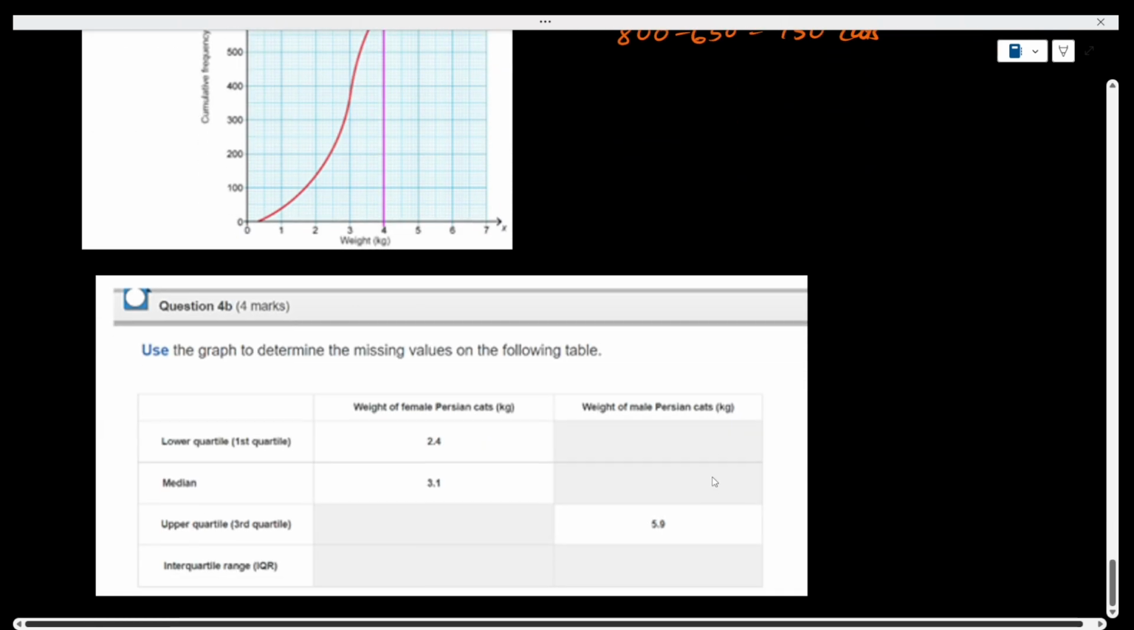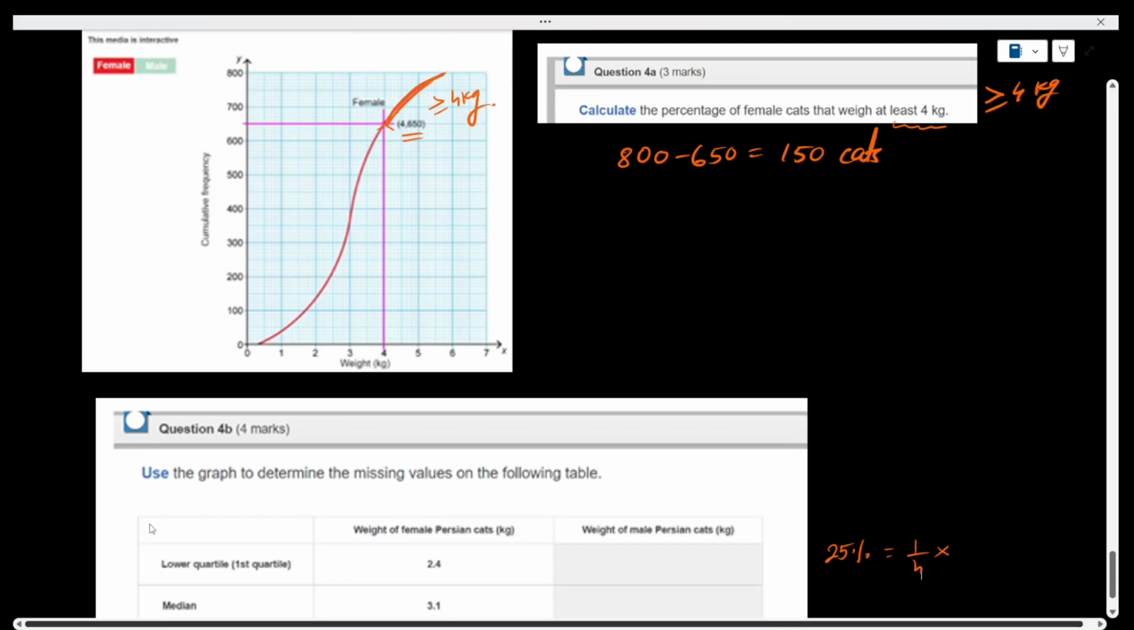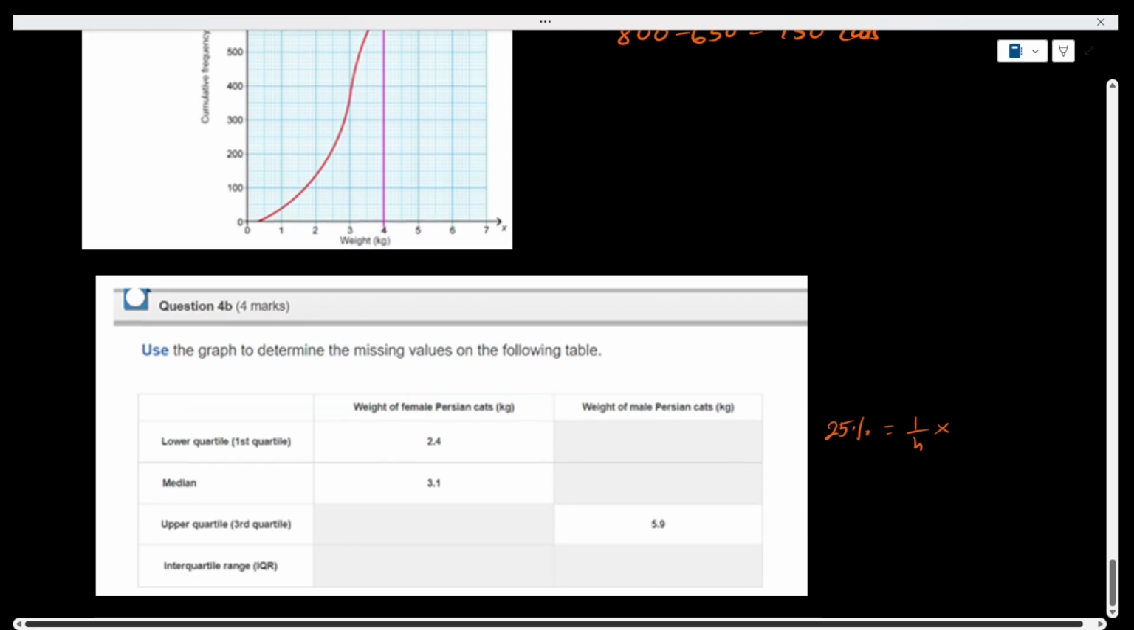This is another 4-marker question, which is given as: use the graph to determine the missing values in the following table. So you need to find the lower quartile. For female, it's already given; you need to find it for the male. You know that the lower quartile is 25%, which is 1/4 of the total weight. Here, what is the cumulative frequency? 800 cats, right? So here it is 800, which is going to be the 200th cat value.